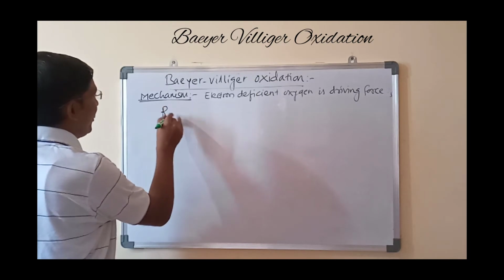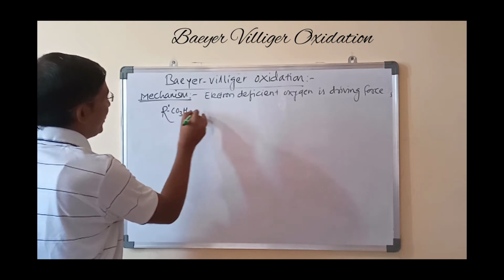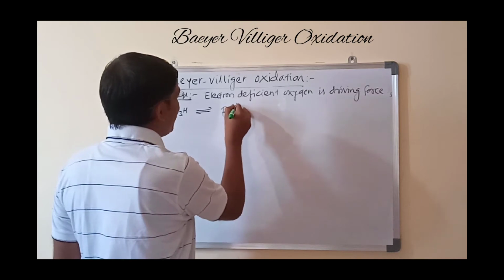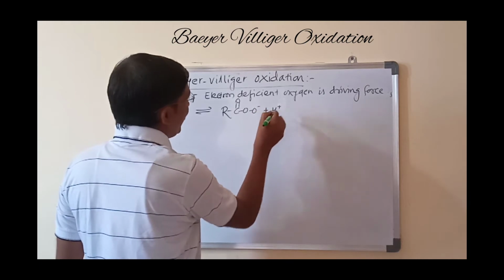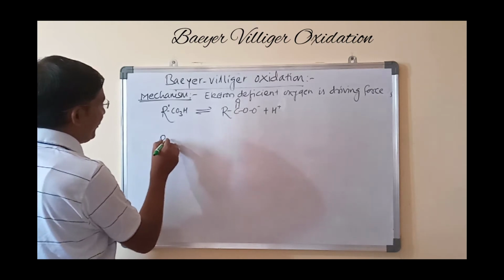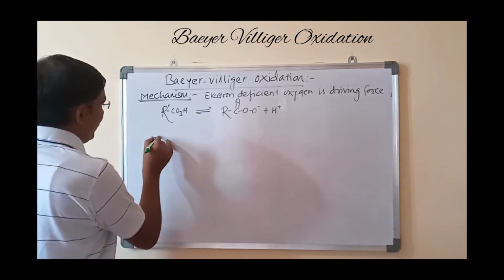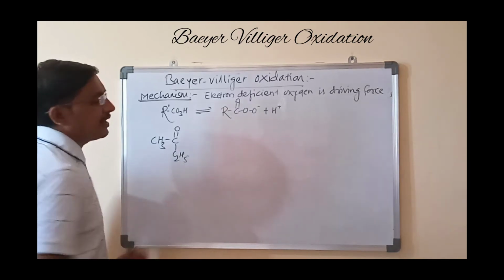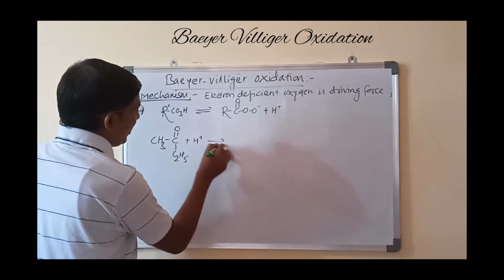Initially, that per acid, that is RCO3H, undergoes a dissociation to form RCO3 minus, that is O minus, and H plus ion. That H plus ion is accepted by whatever the ketone. If we take here CH3 C double bond O C2H5, ethyl methyl unsymmetrical ketone, plus here H plus ion, now it undergoes protonation.